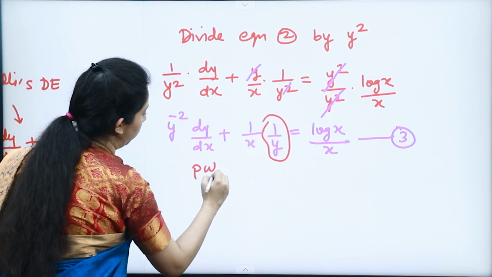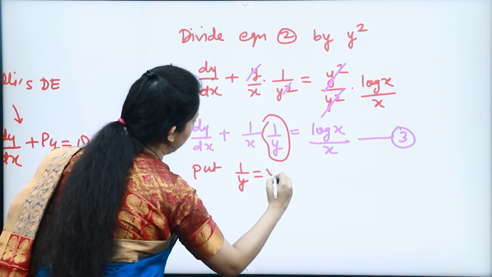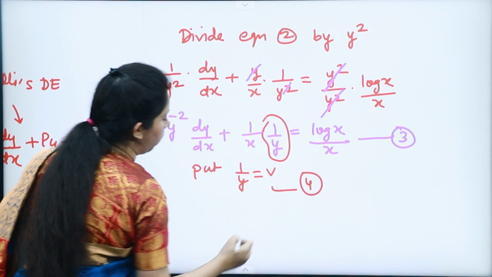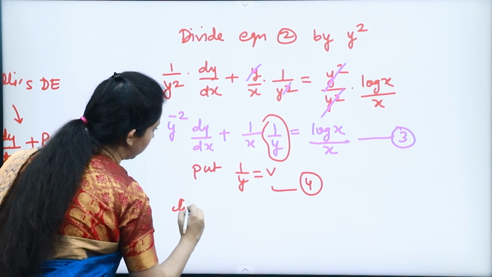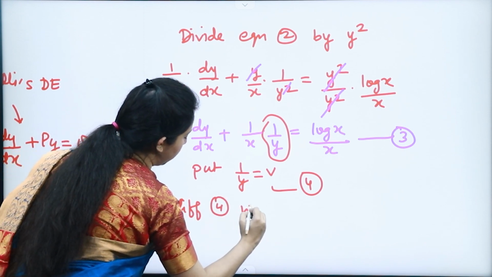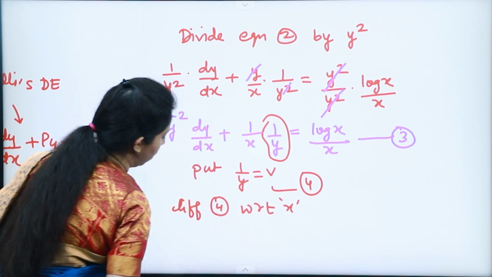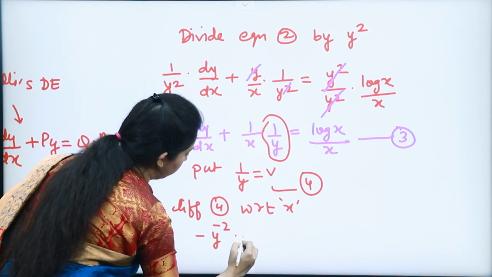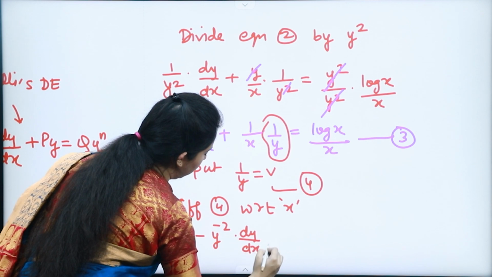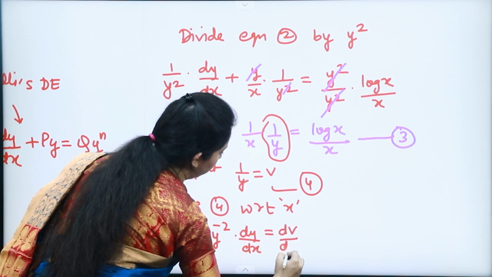So what we will do? We will put 1 upon y as v. Mark this as equation number 4. Now the next step is to differentiate equation number 4 with respect to x on both sides. So what we will get? We will get minus y raised to the power minus 2 dy over dx is equal to dv over dx.